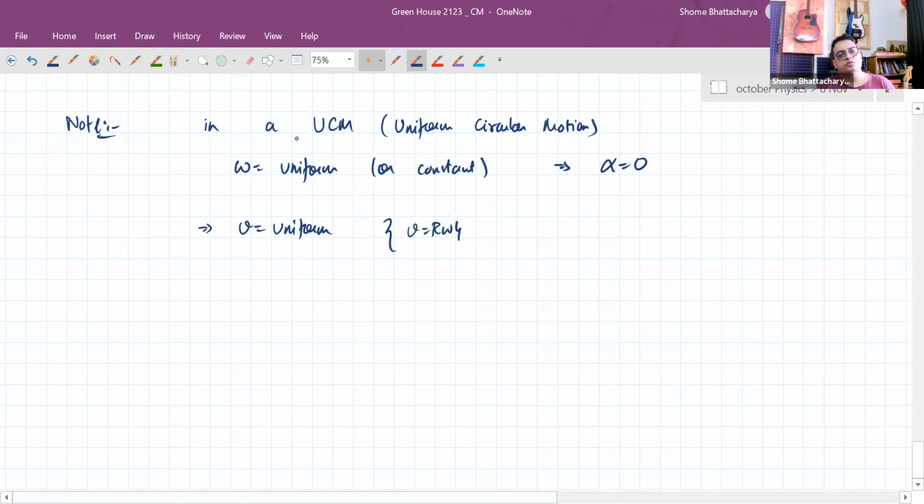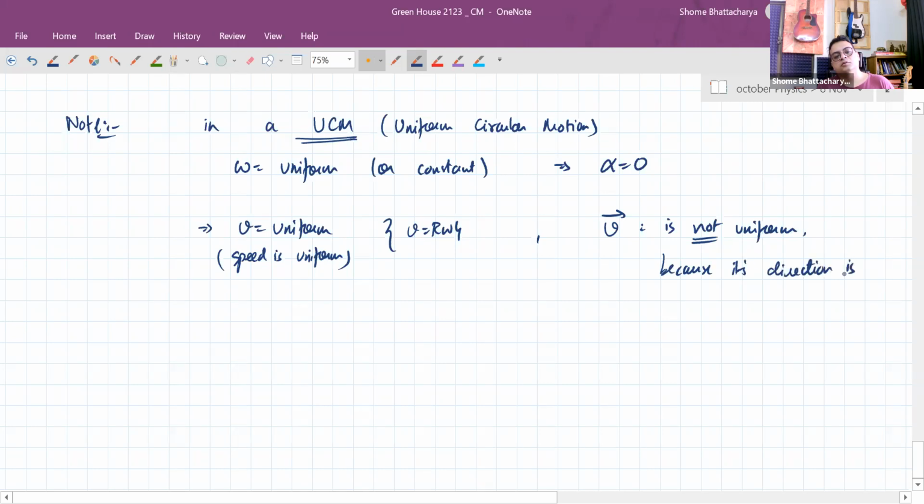So in a uniform circular motion, what happens is that the speed is uniform. But again, keep in mind that velocity is not uniform because its direction is always turning. Okay, so it's wrong to say velocity is uniform in uniform circular motion. Speed is uniform or magnitude of velocity is uniform.